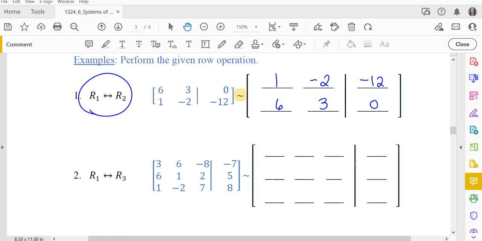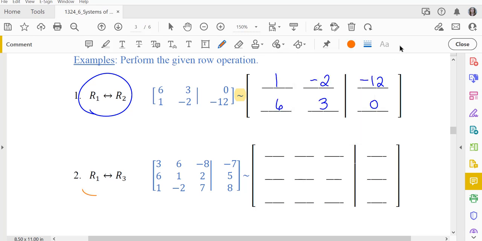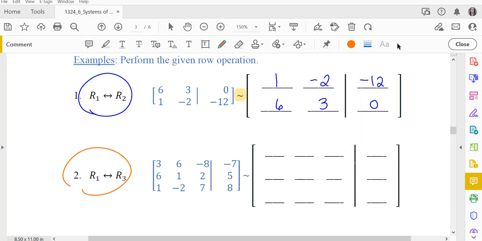All right. It's wanting you to swap row 1 and row 3. Does it say anything about row 2? The answer is no. So everything in row 2 stays the same. I'm just going to rewrite row 2. 6, 1, 2, 5.